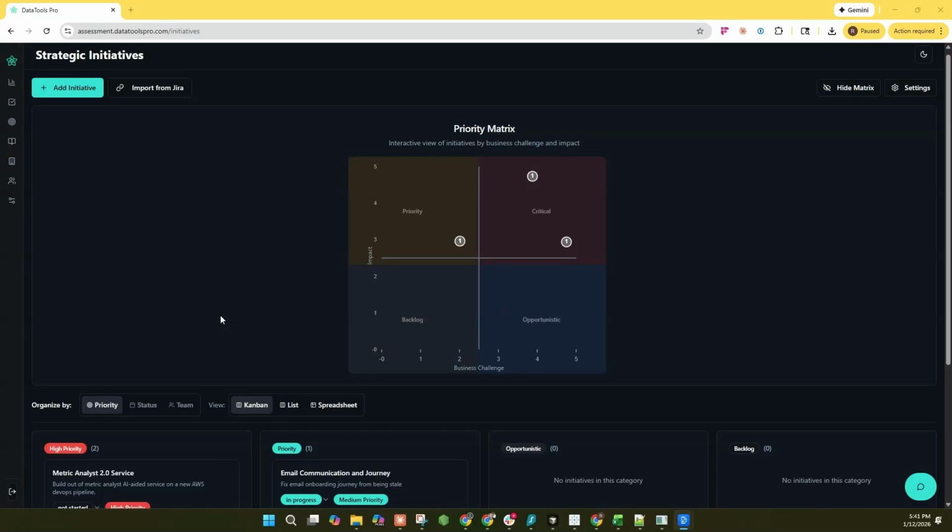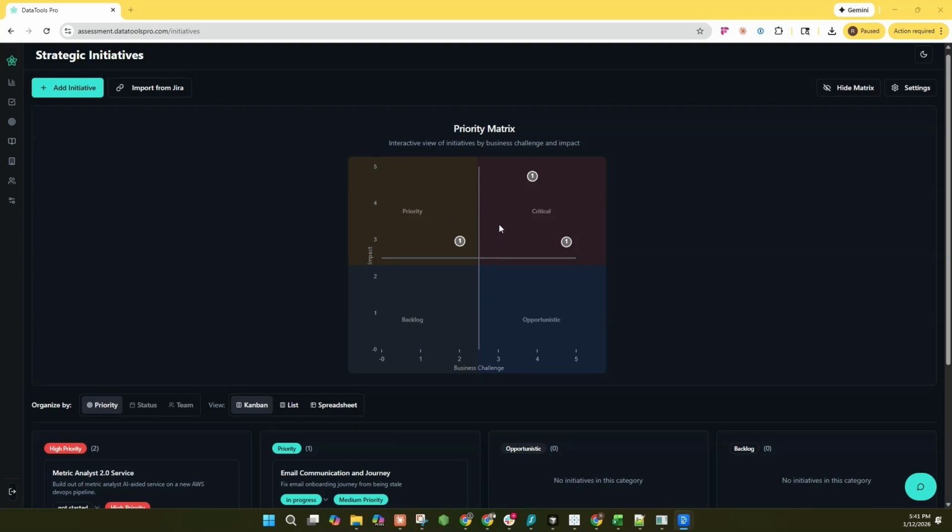Today I'm going to walk you through the Data Tools Priority Matrix and how I use it with clients, and I'm going to show you today internally with a few of our initiatives for Data Tools, the way that we organize work, prioritize, and execute.